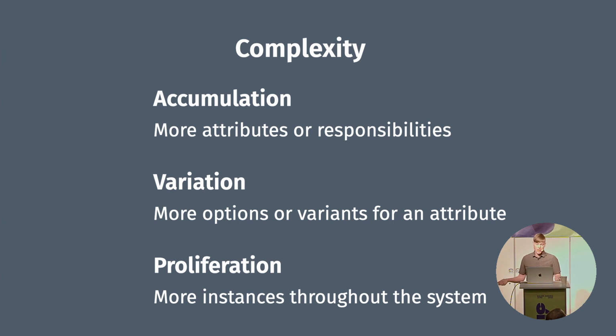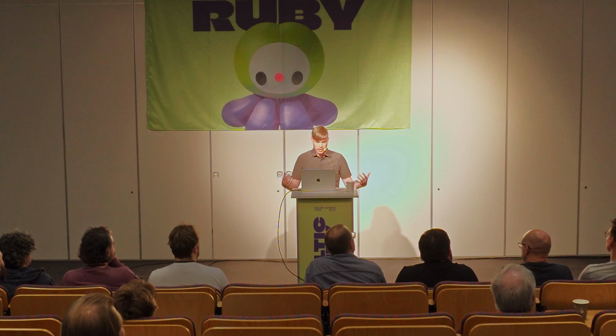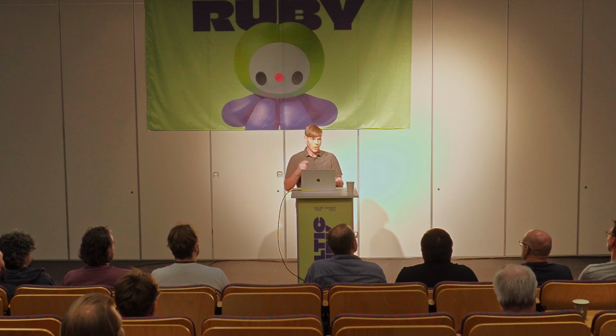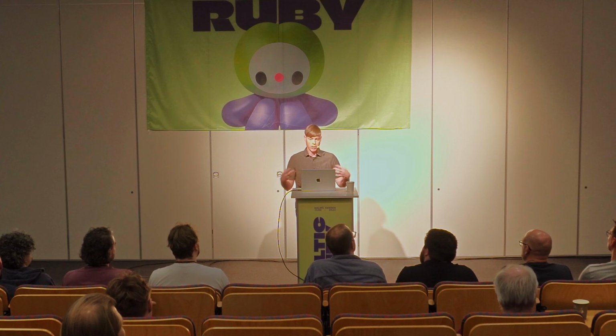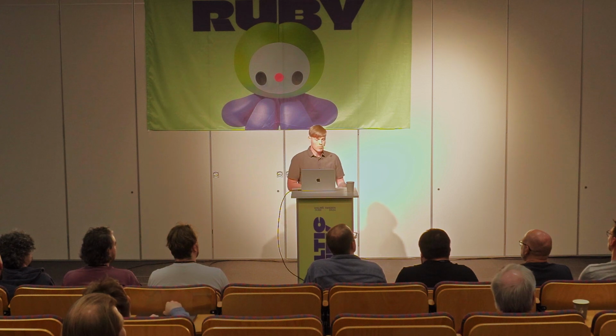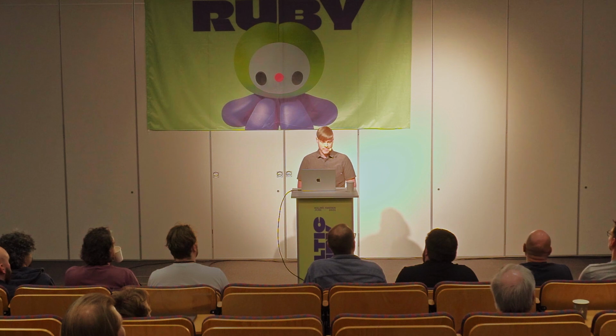Complexity can be understood and measured in many different ways. My observation is that complexity in UI elements grows in three ways: accumulation, variation, and proliferation. So what do I mean? Accumulation is more attributes and responsibilities for that element. Variation, so more options or variants of particular attributes. And then proliferation, more instances of it through the system. So in other words, more things to do, more ways to do it, and more places it's used.